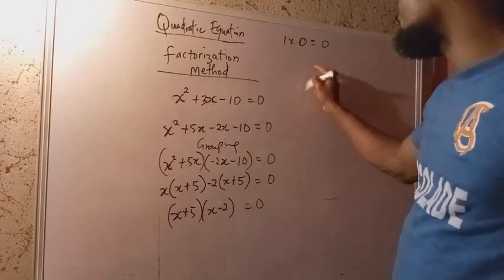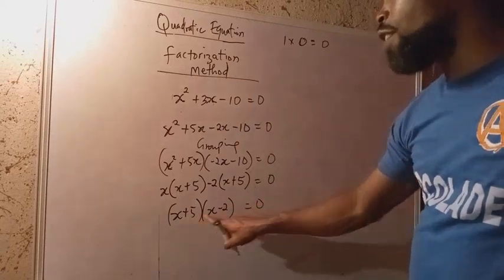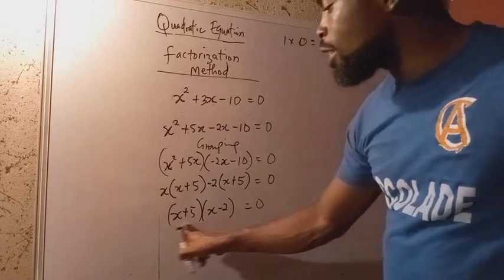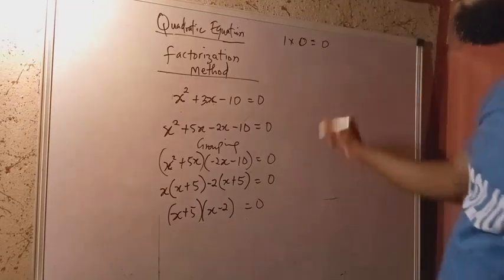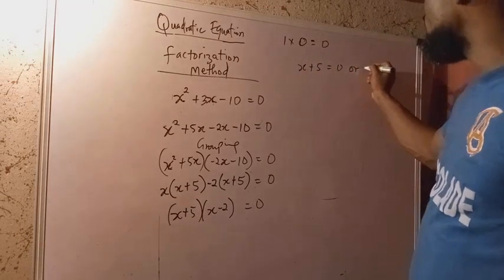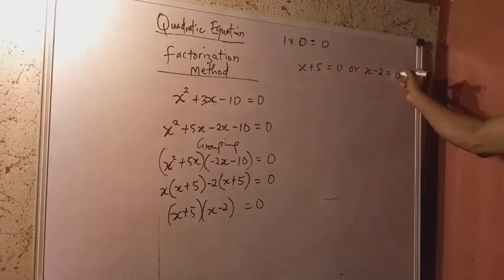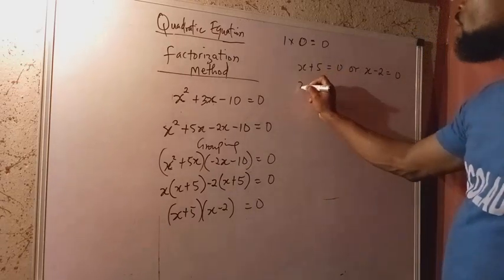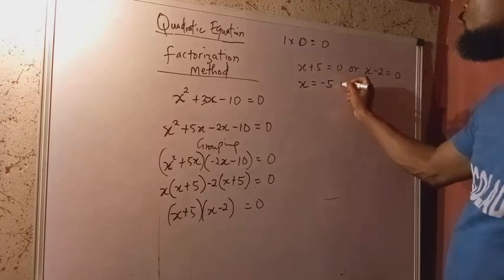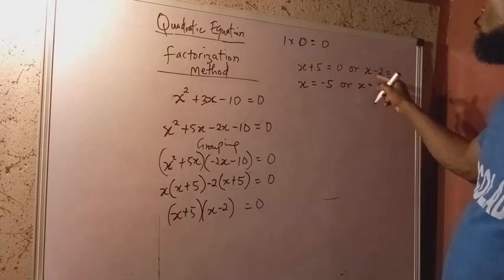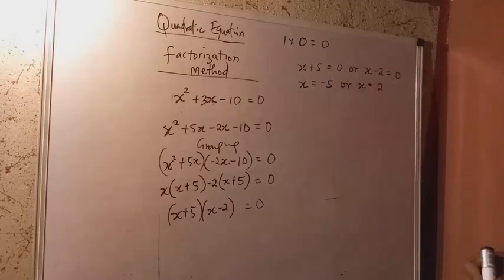So let's look at it now. If you have x plus 5 multiplying x minus 2 and you have 0 as the answer, it means that either x plus 5 is 0 or x minus 2 is 0. So we can say x plus 5 is equal to 0, or we can say x minus 2 is equal to 0. If x plus 5 is 0, then we can write x equals minus 5. And if x minus 2 is equal to 0, we can write x equals 2, with minus 2 crossing over the equality sign to give us 2.